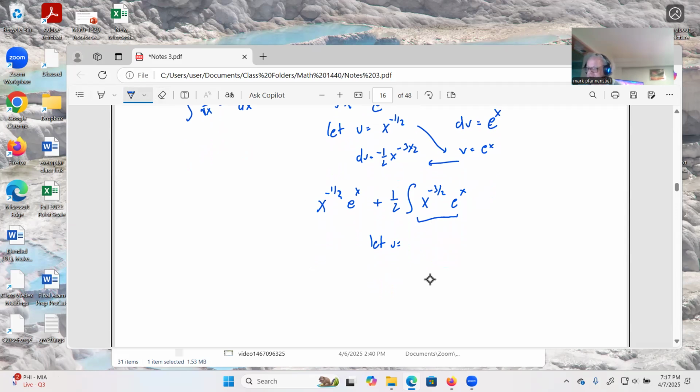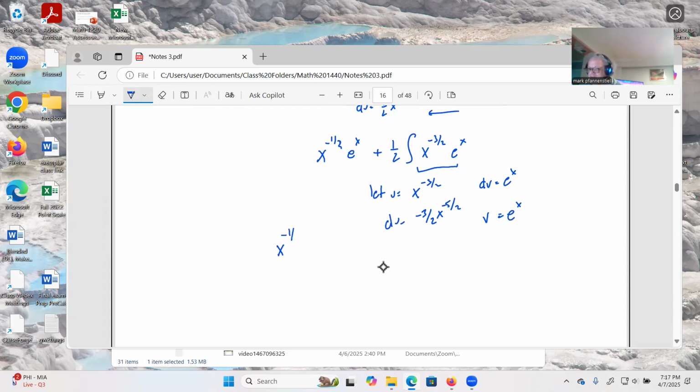So we're going to say let u equal x to the negative 3/2, du equals negative 3/2 x to the negative 5/2, just taking a derivative, dv equals e to the x, v equals e to the x. So let's go ahead and do this. We already have an x to the negative 1/2 e to the x, and then plus 1/2, and then I'm going to do our little integration by parts dance again. So we're going to have x to the negative 3/2 e to the x plus, because we're doing a negative, 3/2 times the integral of x to the negative 5/2 e to the x.